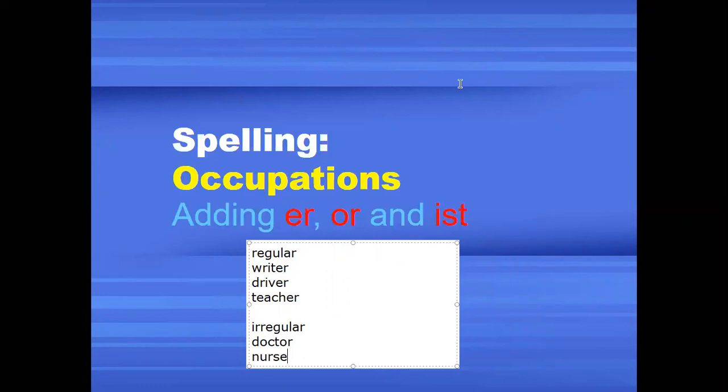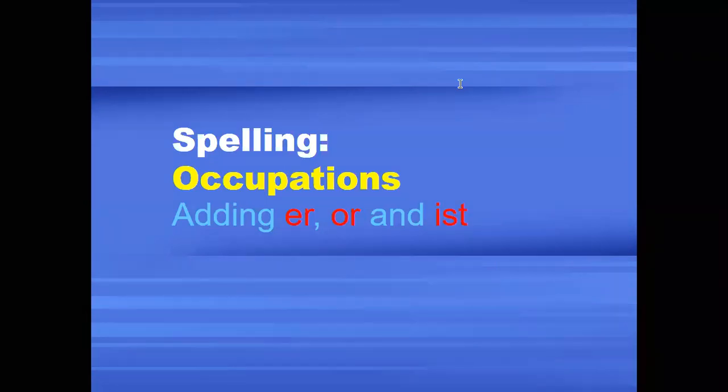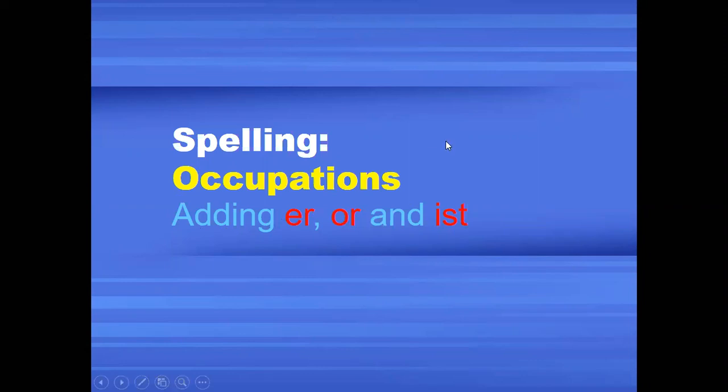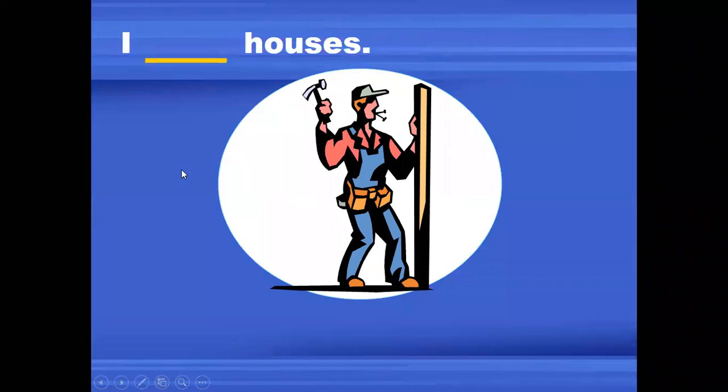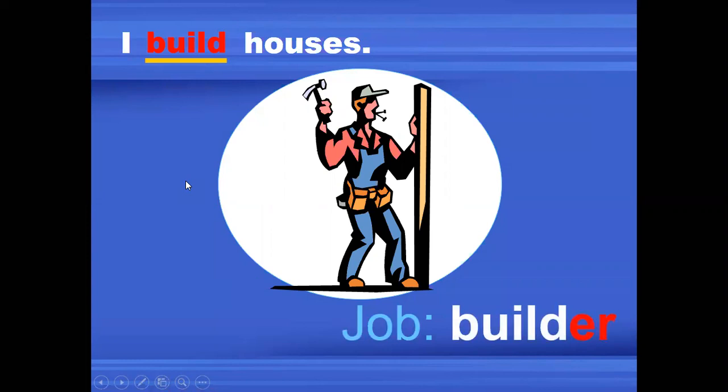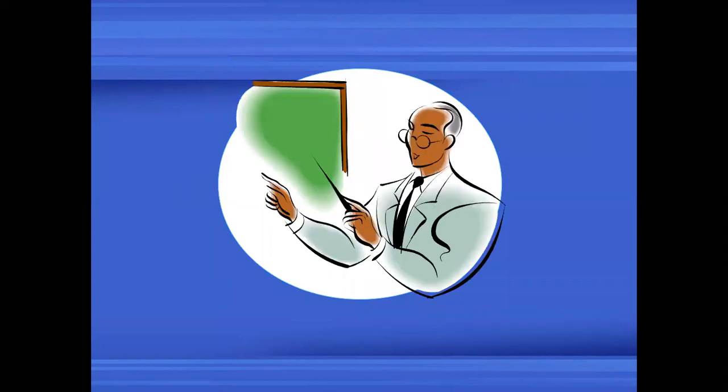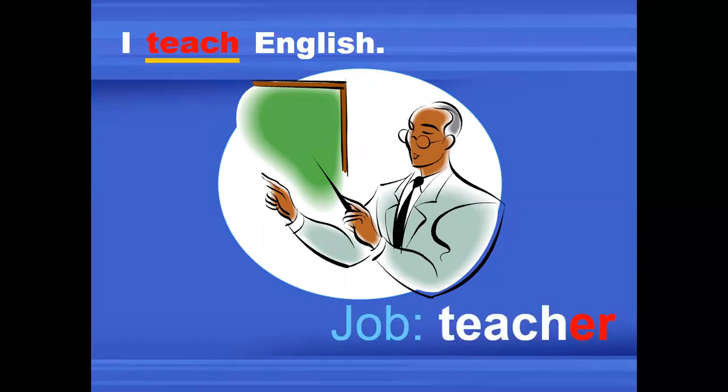That's why today we're going to analyze a little bit of this specific vocabulary. In this case, occupations in which we add er, or, or ist. We got, in this case, what I was just saying. The verb is write, so I write books. The occupation is writer. In this case, I build houses, so I'm a builder or also construction worker. In this case, I teach English, so the job is going to be teacher.